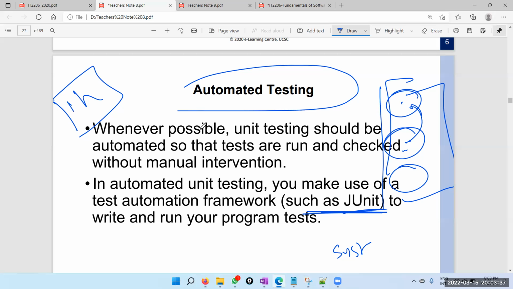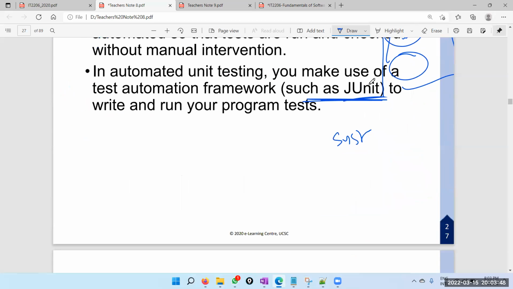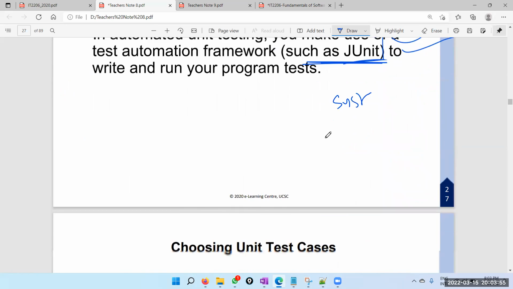Then if there are some unit test failures, if it is something relevant to your coding, you have to fix those things. Right. So we can automate a lot of tasks. Okay. So there are so many tools like JUnit, NUnit, and build tools like Maven, Ant, etc. Okay.